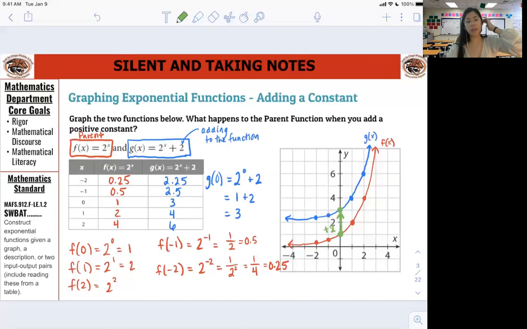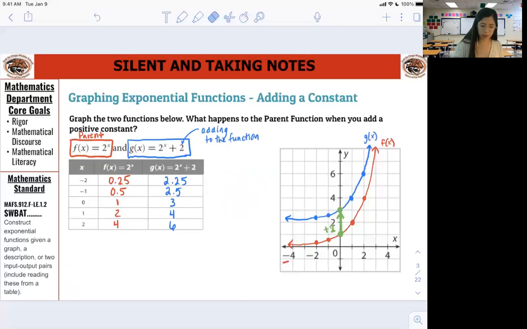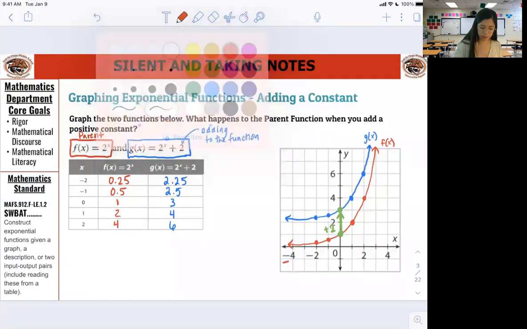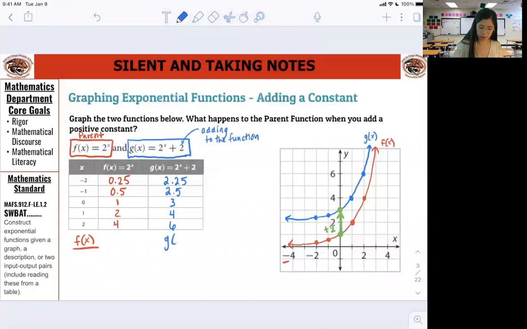So now let's compare a couple of things. I'm going to erase some of this math here. So for f of x, what is the growth rate? Two. Yeah, it's 2. So the growth rate, hold on, let me organize this. Okay, the growth rate is 2 for both of them.